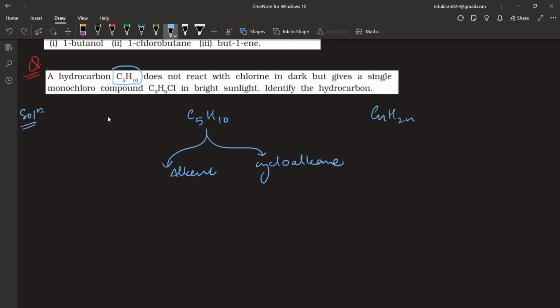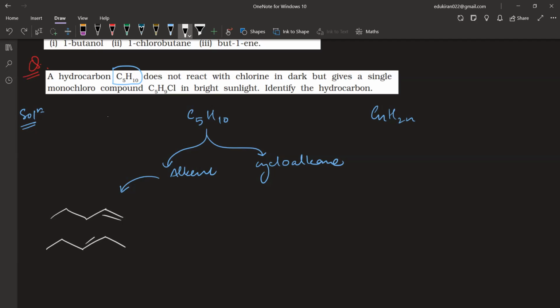Now, what will we do next? Next we will try to make the structures. For alkene, we can get a few structures. The first structure is five carbons where one carbon has a double bond, or another structure could be something like this. So we can only have 2 structures, yes.